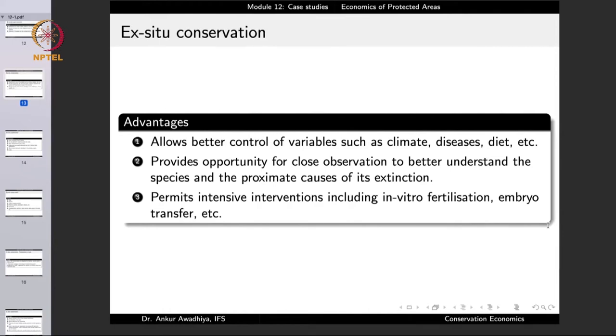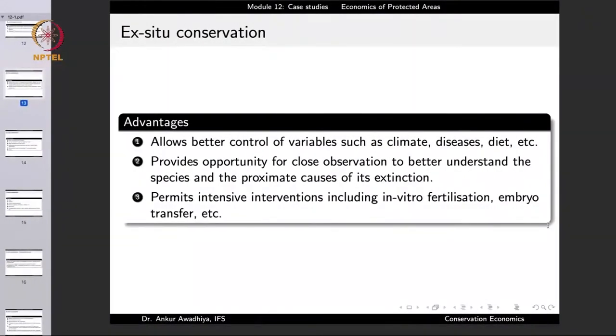So it provides us with an opportunity to understand the behavior of animals. Suppose in a zoo environment, you get to know that this animal avoids breeding if it is exposed to too much sunlight. Then probably when we release these animals back into the natural environment, we will make sure that we release them into an area that has a very good canopy cover. Such kinds of observations are extremely indispensable when we want to conserve the organisms. And then they also permit intensive interventions such as in vitro fertilization, embryo transfer, and so on. So we can provide all sorts of modern scientific advancements and medicines to these organisms.